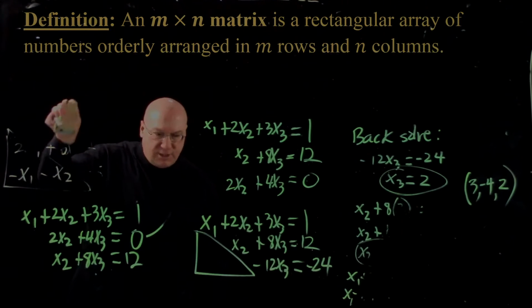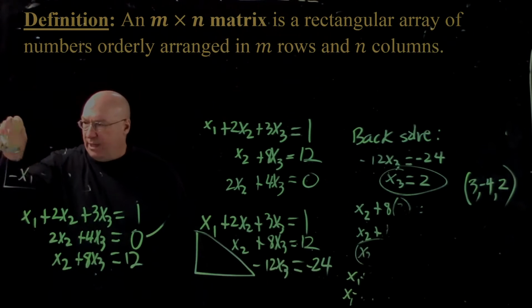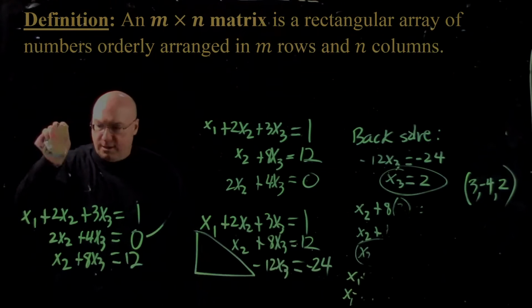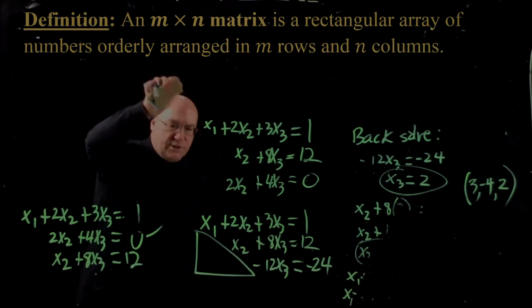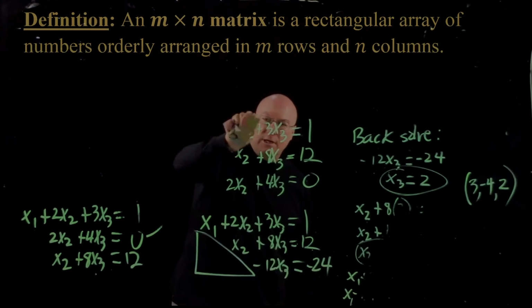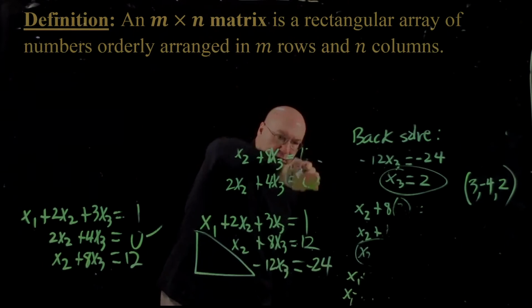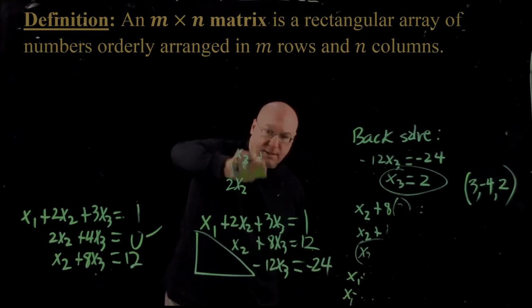An m by n matrix is a rectangular array of numbers orderly arranged in m rows and n columns.